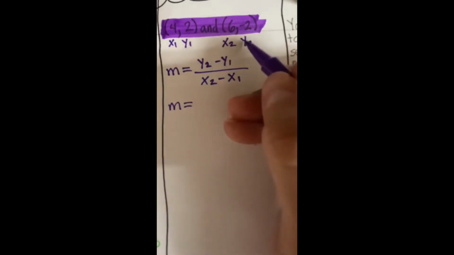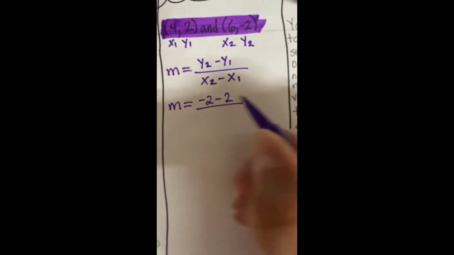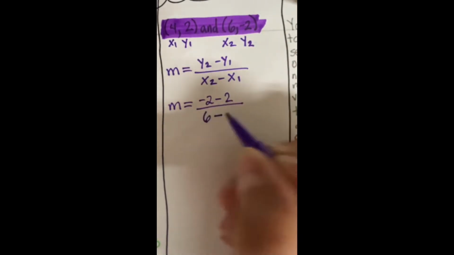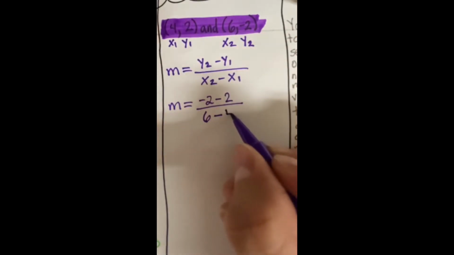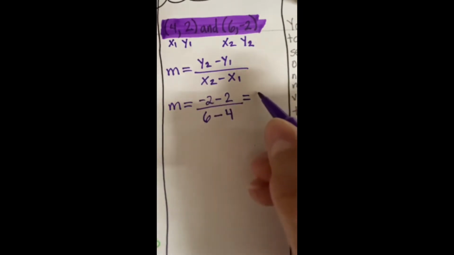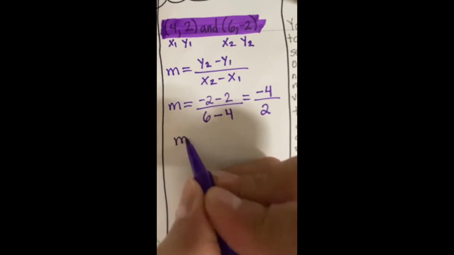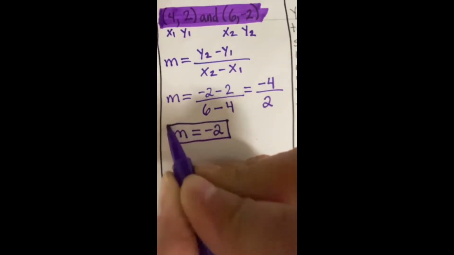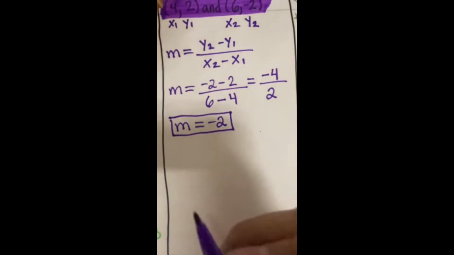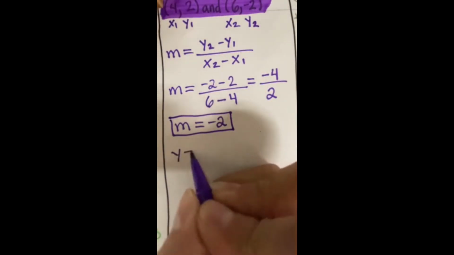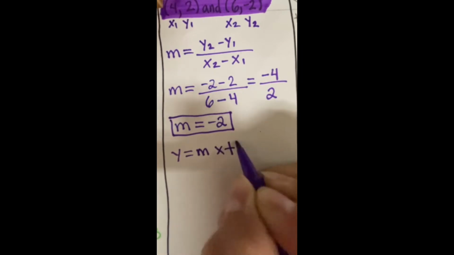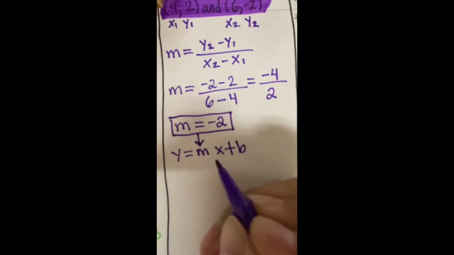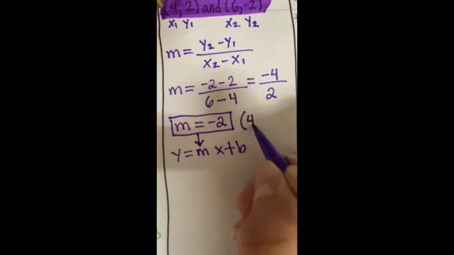So y2 is -2 minus y1, which is 2, divided by x2, which is 6, minus your x1, which is 4. And then simplify. The top is going to turn into -4. The bottom is 2. -4 divided by 2 is -2. We just found the slope. Now to find the y-intercept, you are going to use your y equals mx plus b. And this is your slope. So now I got to pick a point. I'm going to pick (4, 2).